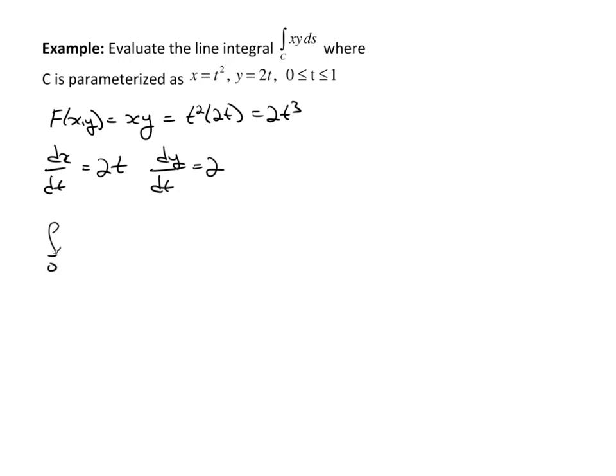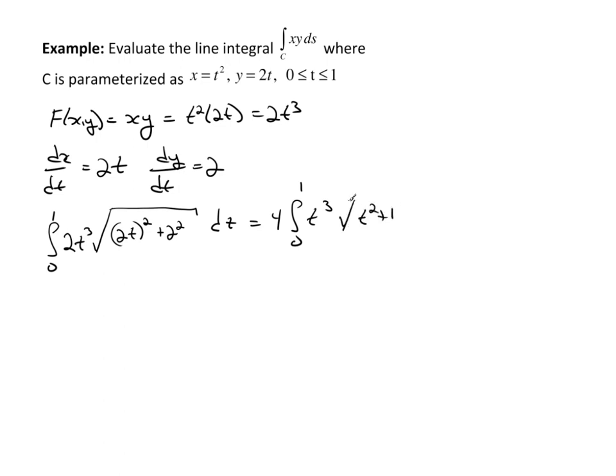This is going to be the integral from 0 to 1 of 2t cubed times the square root of 2t squared plus 2 squared dt, which both these 2's are squared, so I'm just going to factor it out. And I'm going to get 4 times the integral from 0 to 1 of t cubed times the square root of t squared plus 1 dt. Now to integrate this, I'm going to do u substitution.